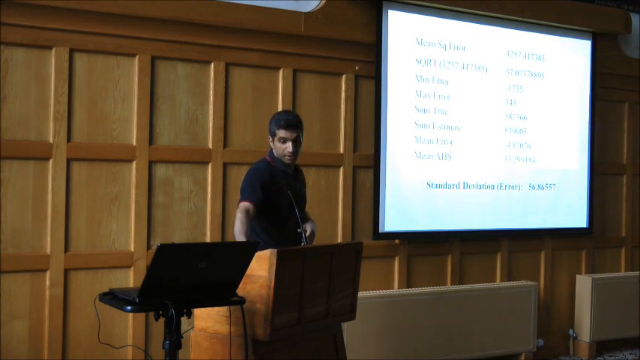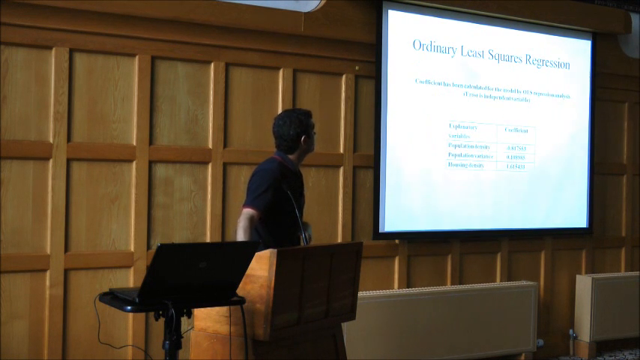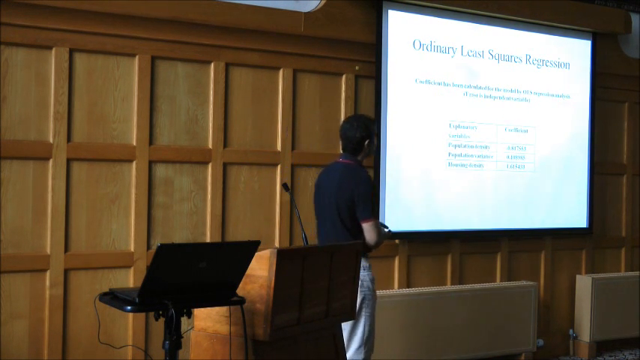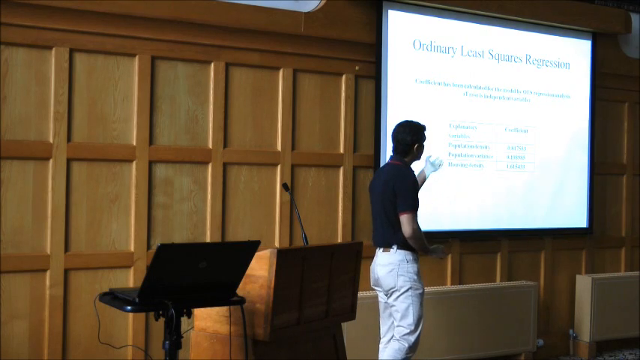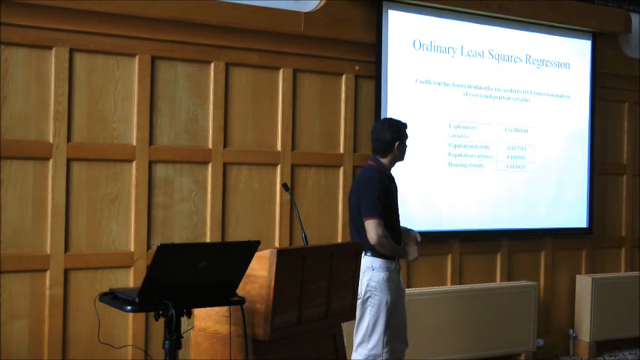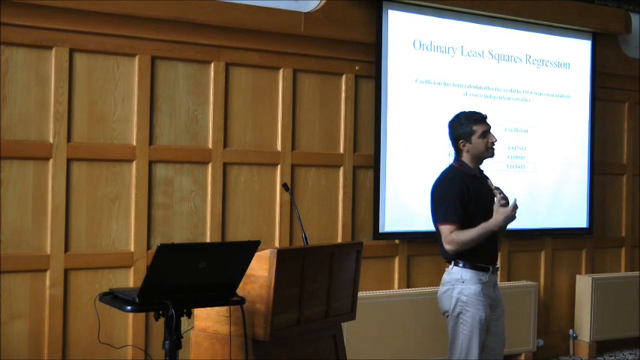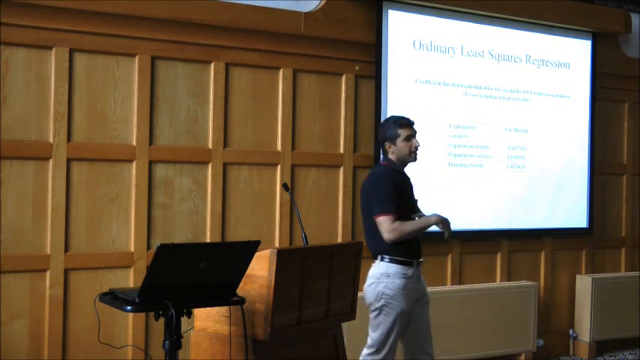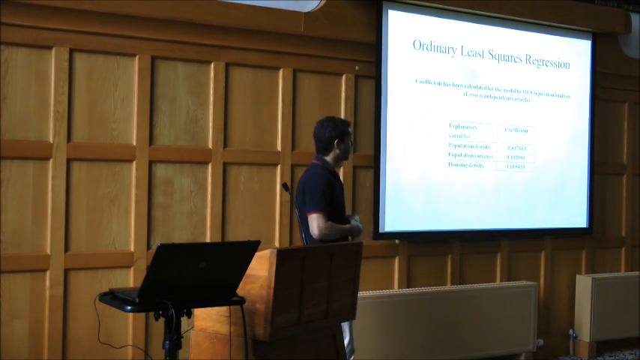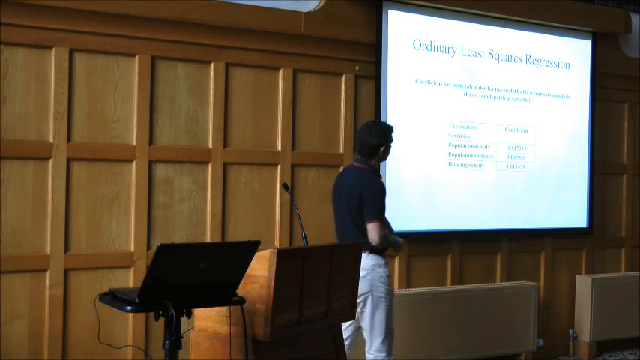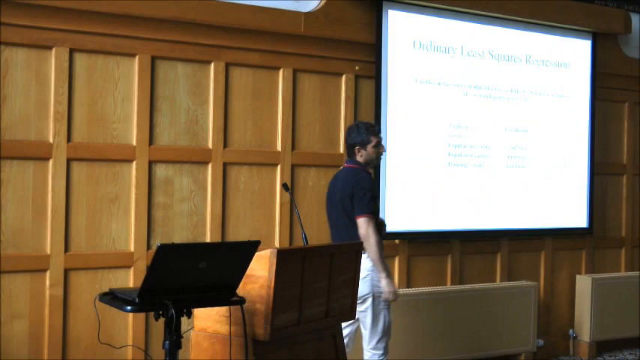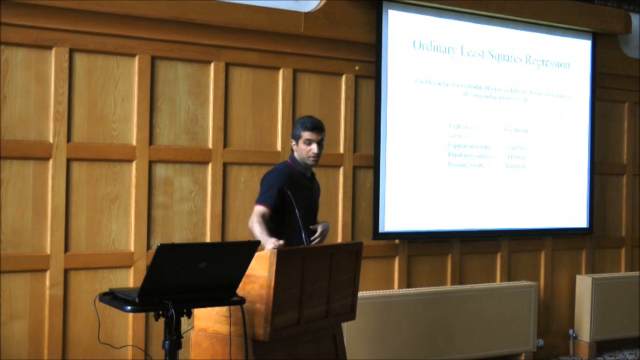Other statistical items were calculated, and then I moved to the ordinary least squares regression. We can see that there is a negative relationship between population density and error, which means this model works better in areas with higher population density. And also there is a positive relationship between population variance and housing density.